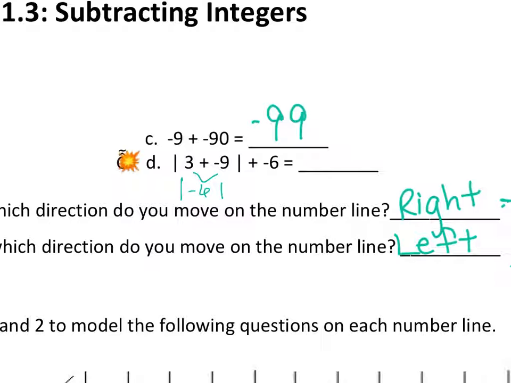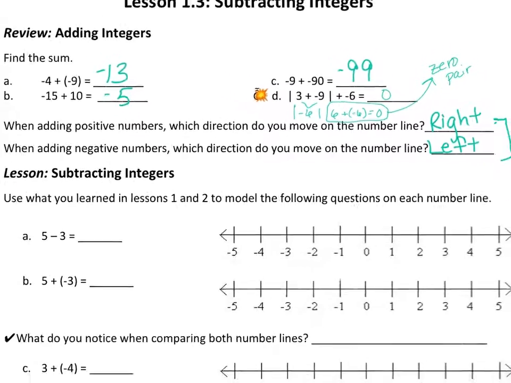But then we have to figure out what the absolute value of -6 is. Absolute value of -6 is +6. +6 plus -6 gets you 0. So the answer here is 0. And this right here is a vocab word. We call that a 0 pair. All right, let's get to the lesson.